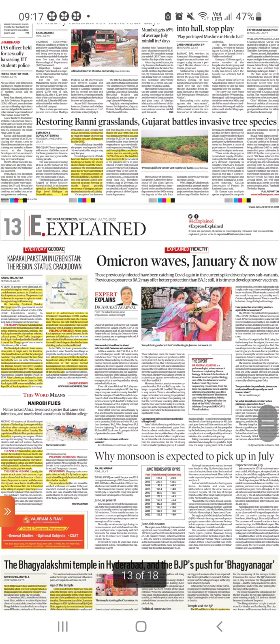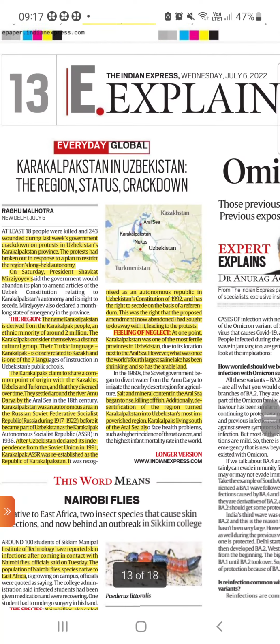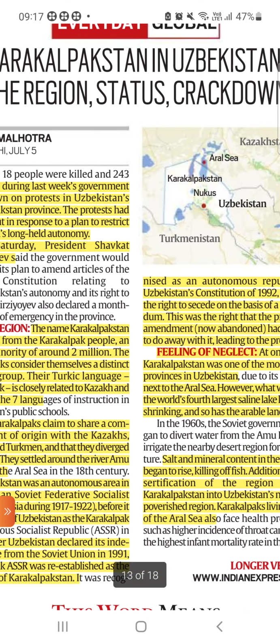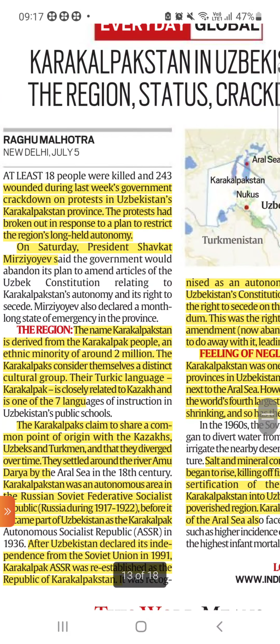Next article that we are moving into is all about Karakalpakstan, in Uzbekistan, the region's status and the crackdown. This article is related to GS1 geography. You have to know who the Karakalpaks are and what the region's history is. Let us see in the article.